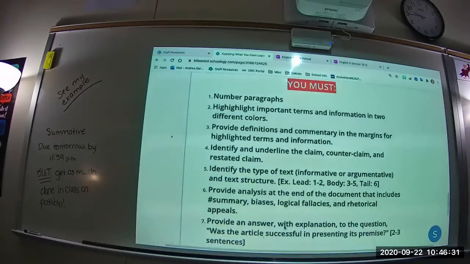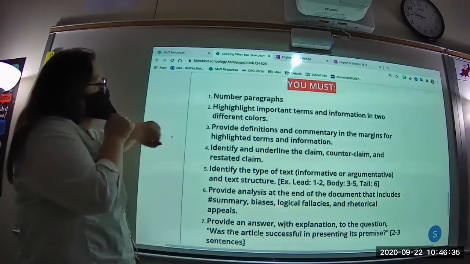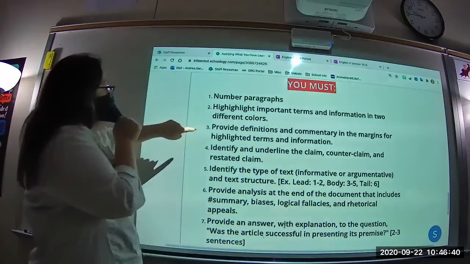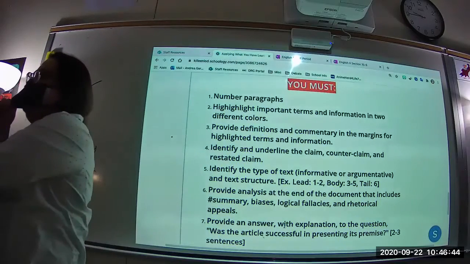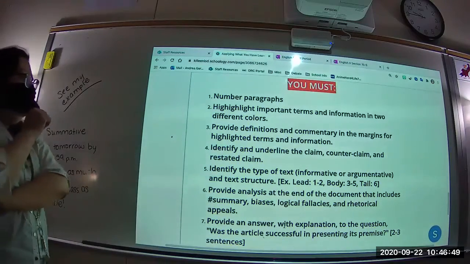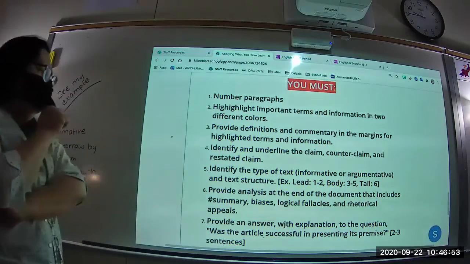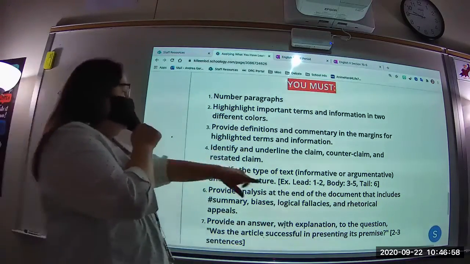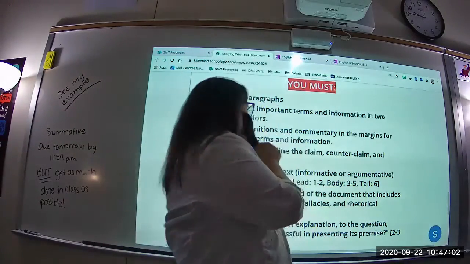So what you must have: you must number the paragraphs, highlight important terms and important information in 2 different colors, provide definitions and commentary in the margins for highlighted terms and information, identify and underline the claim, counterclaim, and the restated claim. Identify the type of text, whether it's informative or argumentative, and the text structure. So for example, this is why you're numbering them. The lead is 1 through 2, body 3 through 5, tail 6.